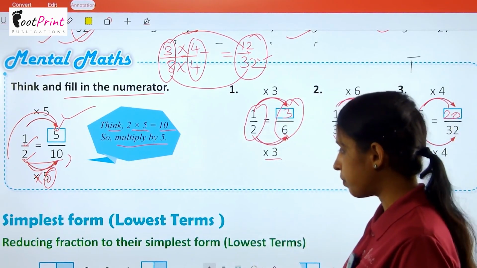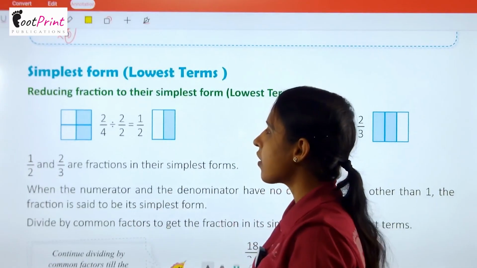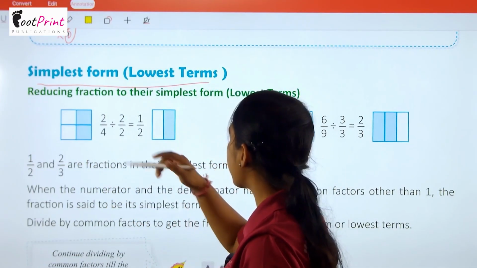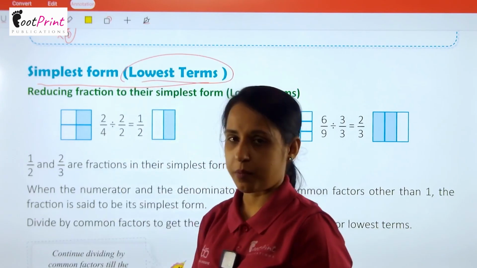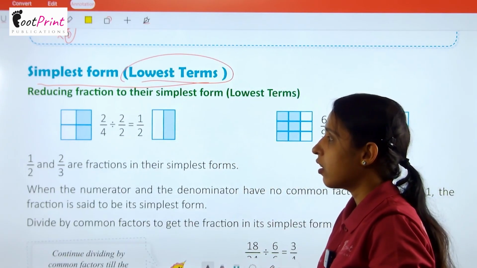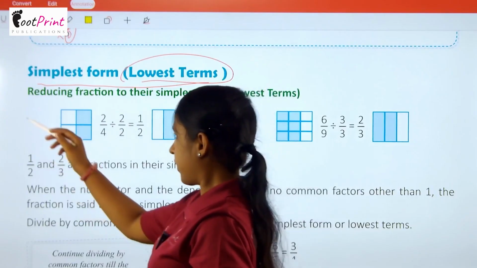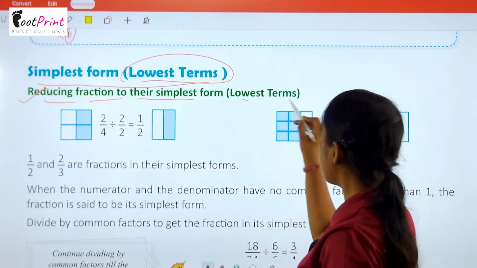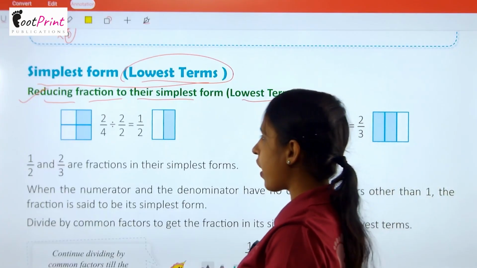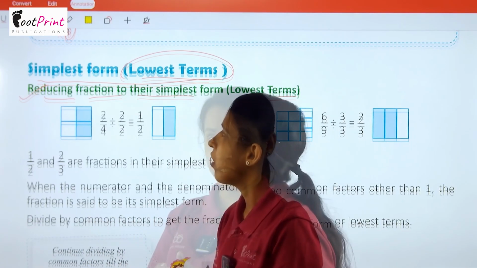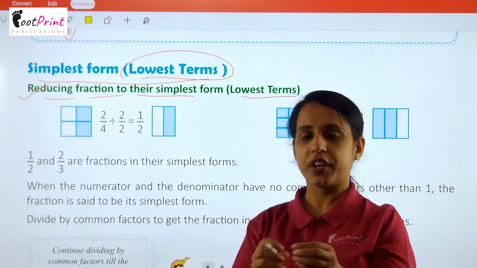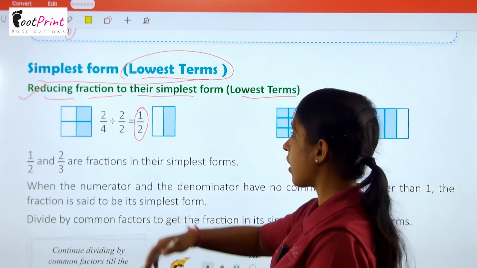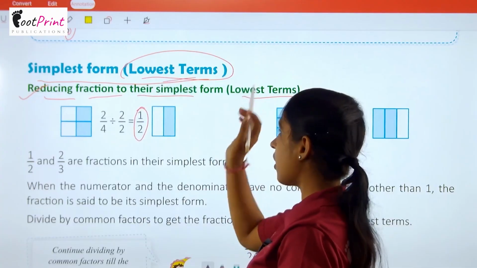Okay. So students, here is our next topic, that is simplest form, or we can say lowest term. So how do we find it? Let's start. Reducing fractions to their simplest form or lowest terms. So whenever some fraction is given, जब हम किसी fraction को reduce कर देते हैं तो उससे जो हमें फॉर्म मिलती है वो हमारी होती है simplest form या फिर हम कह सकते हैं lowest term.